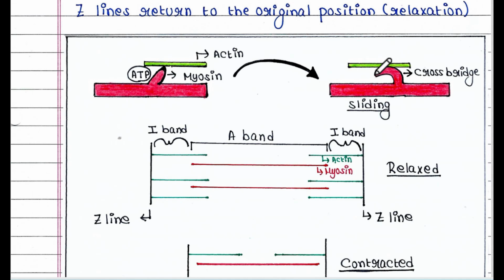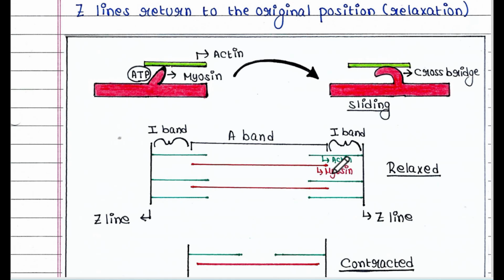Now, what is the A band? Okay, so this is the A band: the full length myosin filament, this red one, and portions of actin filaments, this portion and this portion. The portion of actin filaments that overlap with the myosin filament together form the A band. That means this part is the A band.